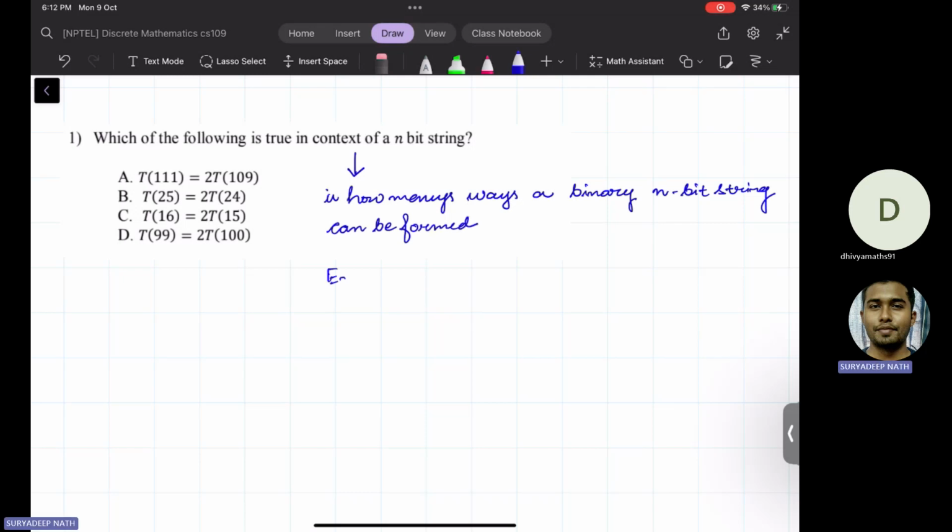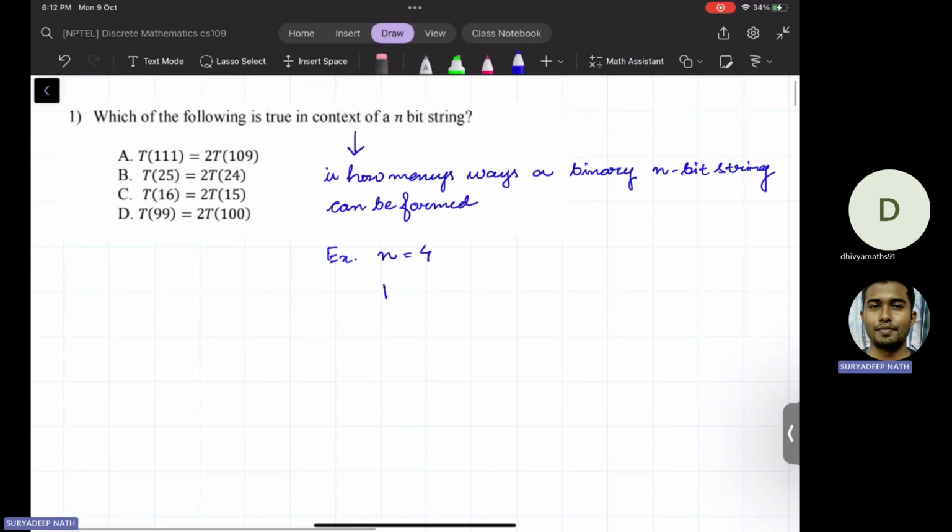For example, if n equals 4, an example would be 1101. So you have 4 bits. Each digit represents a bit. In the decimal system we call it a digit; in the binary system we call it a bit. This is a valid example. It could also be something like 010. Both are valid expressions. So the question is, in how many ways can an n-bit string be formed?